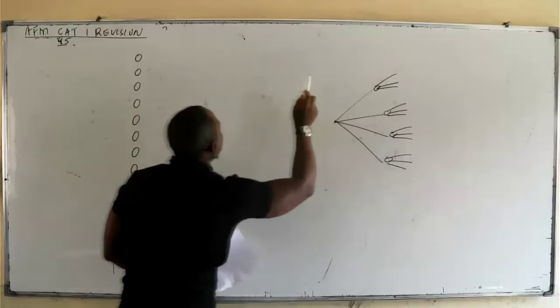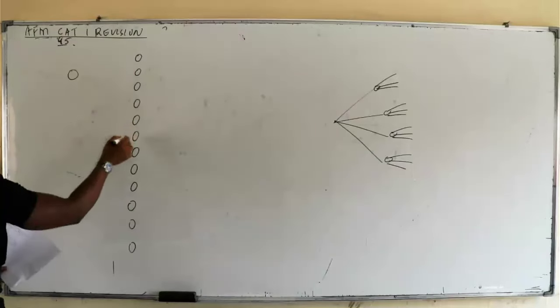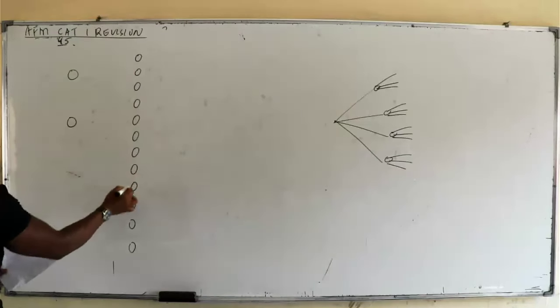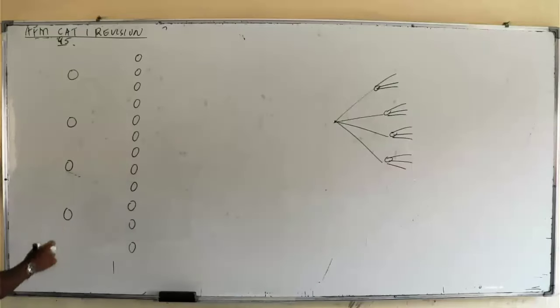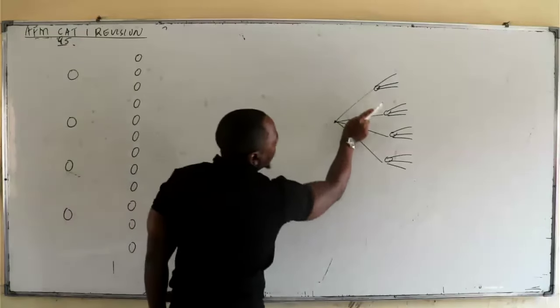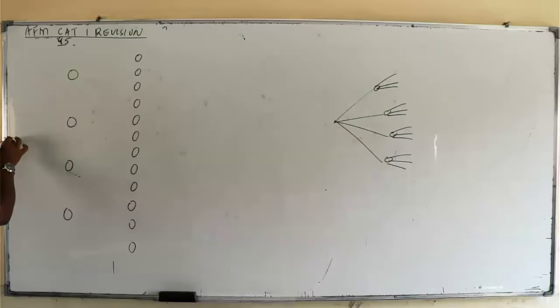1, 2, 3. They are from the same source. 1, 2, 3, in each group. And then 1, 2, 3, 4. All of them now, they are from the same source.